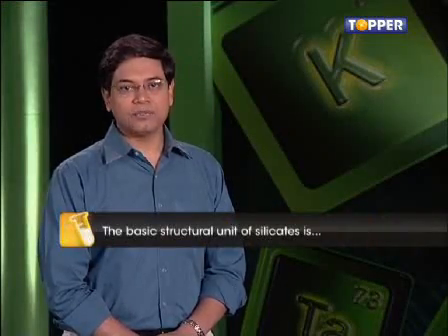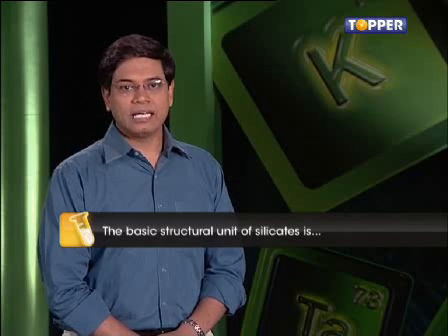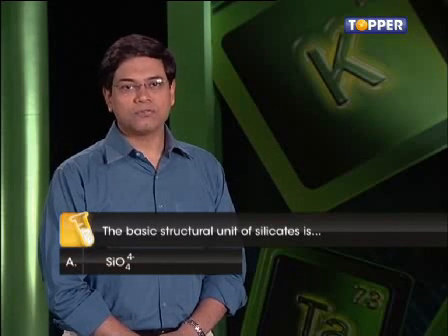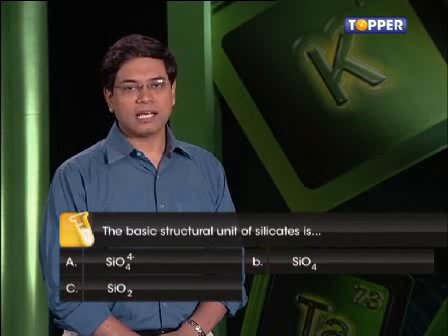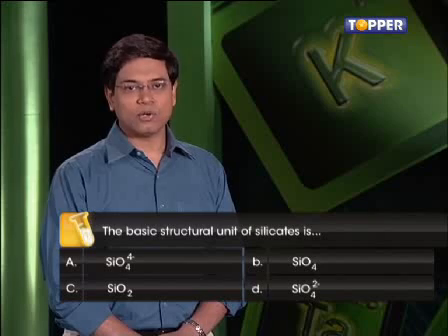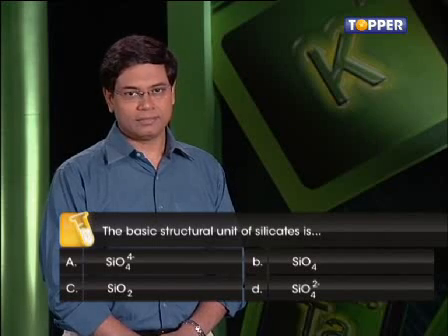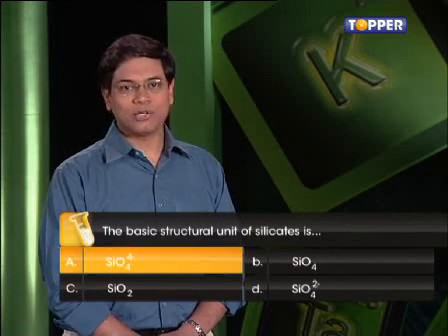Moving on to the third one. The basic structural unit of silicates is A. SiO4 4-, B. SiO4, C. SiO2, D. SiO4 2-. If you had selected A, your answer is right.